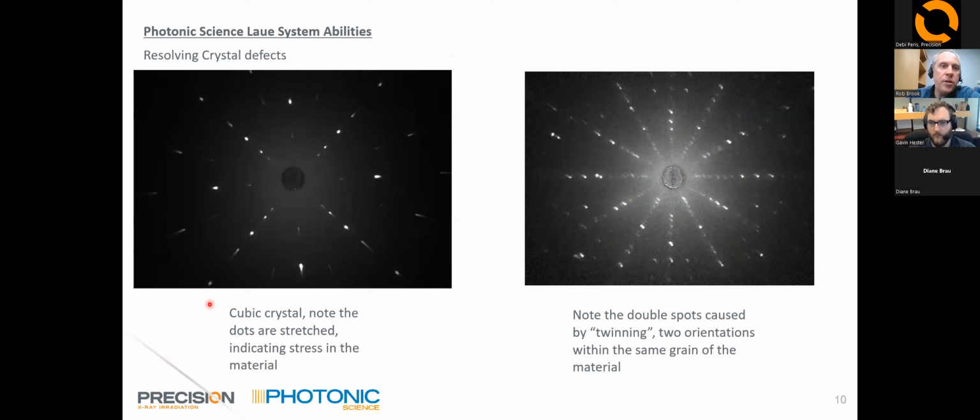You can also use it to see defects in your crystal. So this example here on the left, this is a cubic crystal, and you can see that some of the spots have become stretched, and that's an indication that there is stress in the material. And in this one on the right, some of the spots have become double spots, and this is caused by twinning, where you have two orientations of the crystal within the same grain of the material.